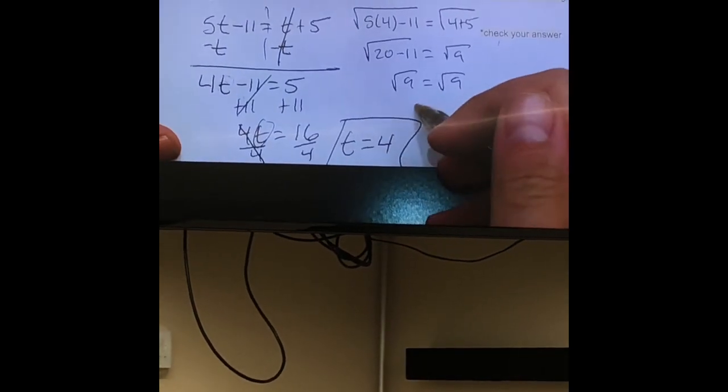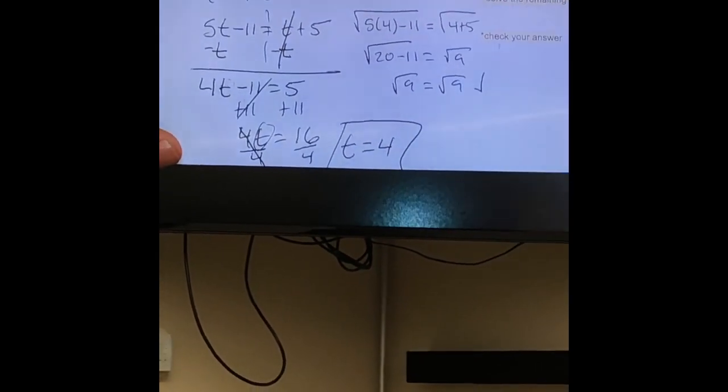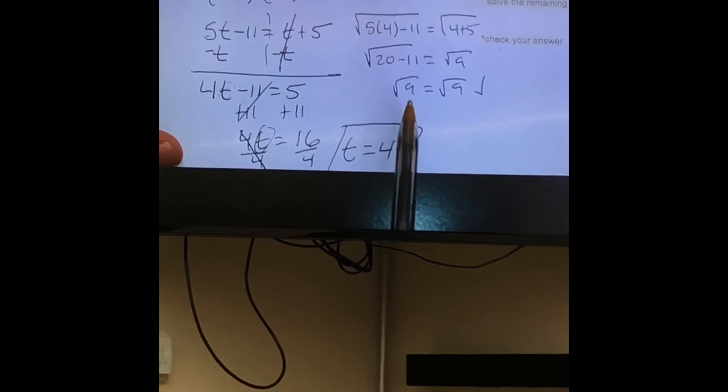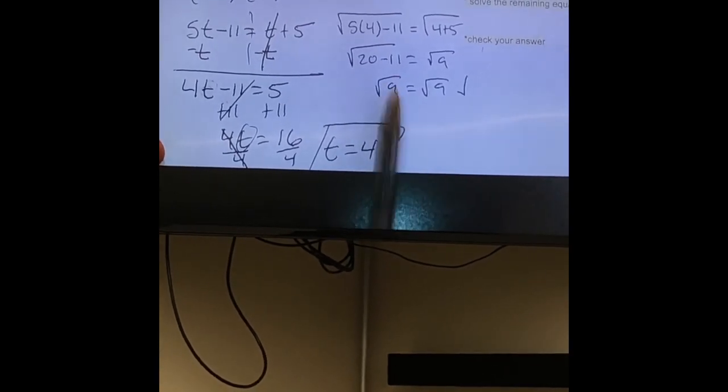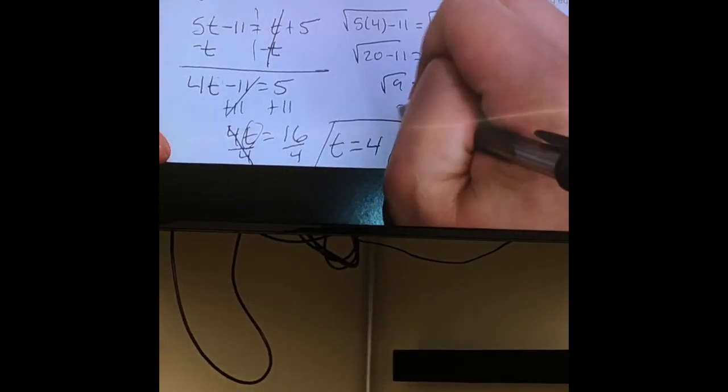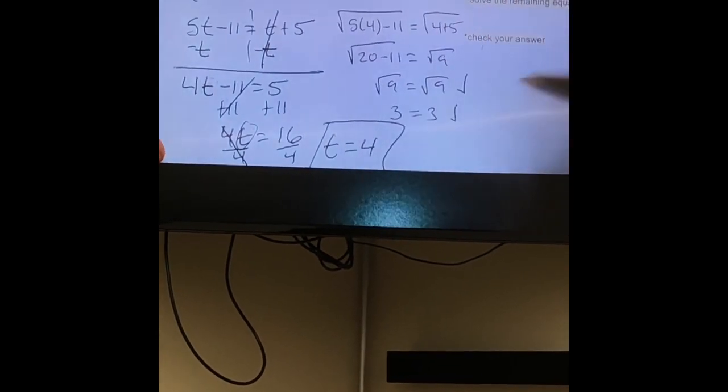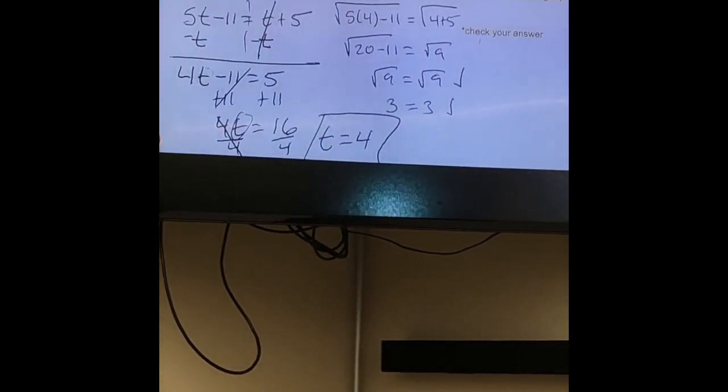Now, you can obviously finish this. The square root of 9 is 3, but at this point, you just want to make sure that both sides are equal to one another. So you would not need to take this further. Again, if you wanted to, you could do 3 equals 3, and that would also check out.